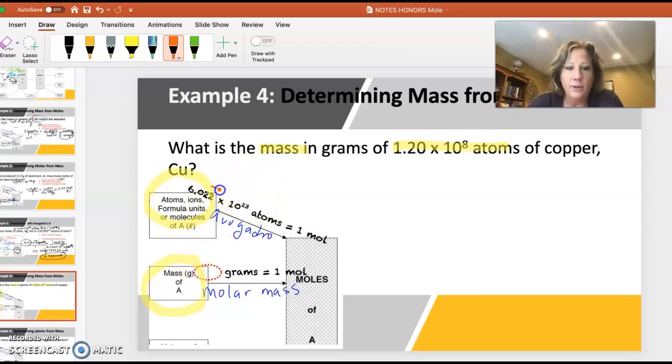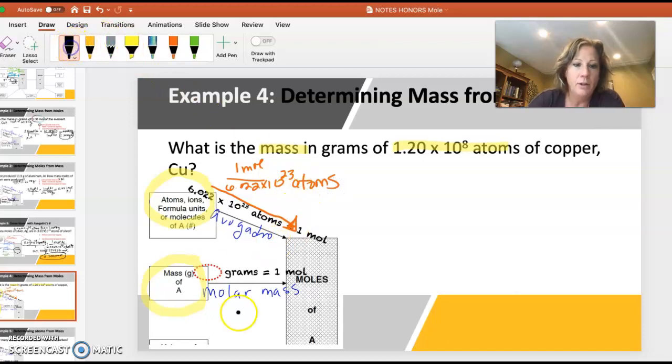So what you're going to do is go here first. And when we go that way, we're going to put the 1 mole on the top and Avogadro on the bottom. And then we're going to go this way. And when we go that way, I'm going to leave this like an empty circle, because that's where the molar mass would go, in 1 mole.